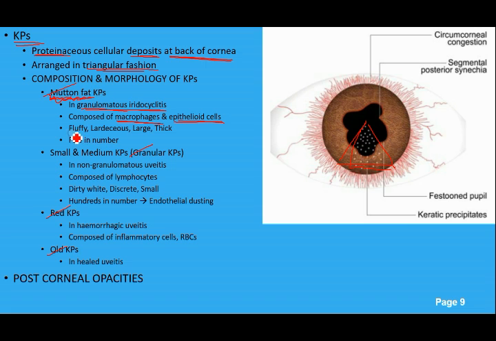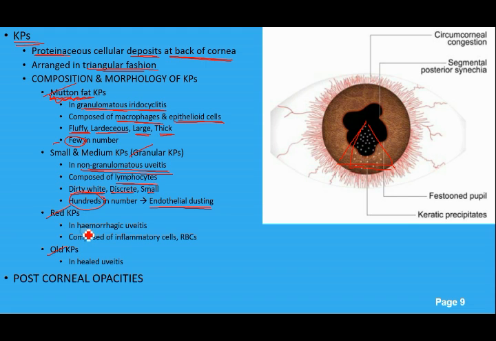It is fluffy, lardaceous, large, and thick. Now it's lesser in number when you compare it to the granular keratic precipitates, where there are hundreds of them. These granular keratic precipitates are seen in non-granulomatous uveitis, and they are made up of lymphocytes. They are basically dirty white, discrete and small, so many, giving you endothelial dusting, literally like dust.